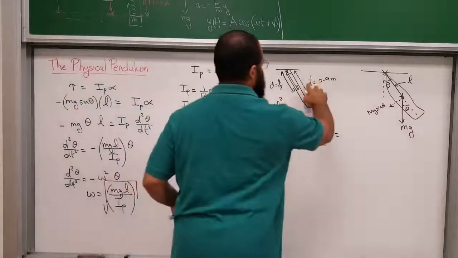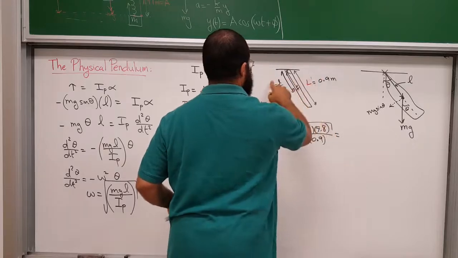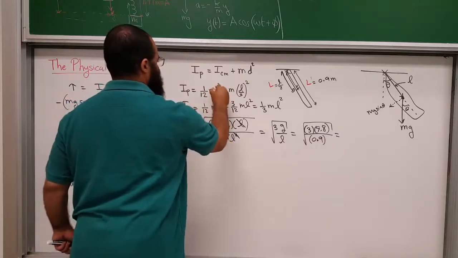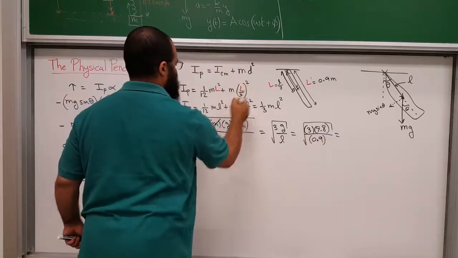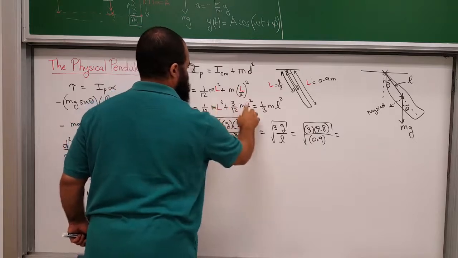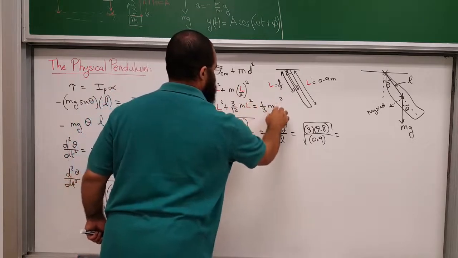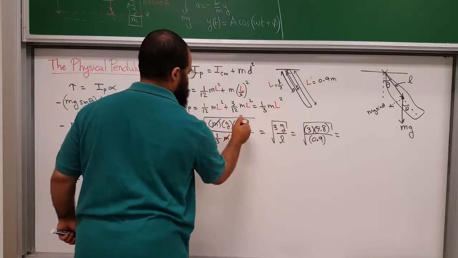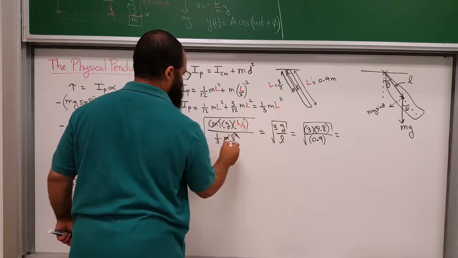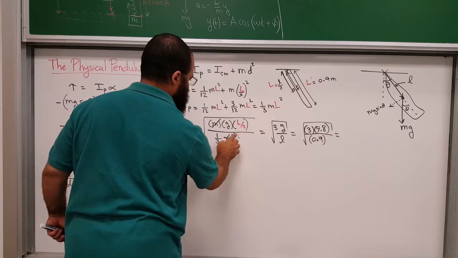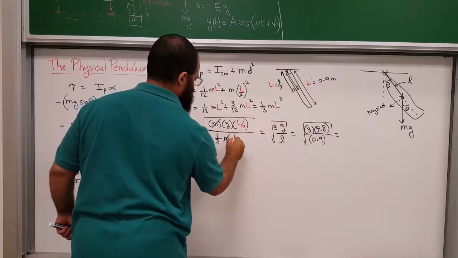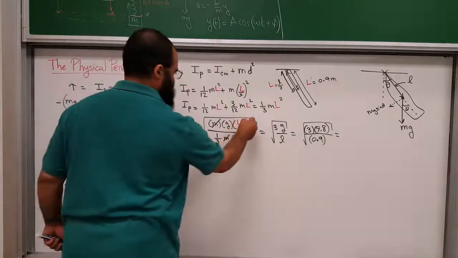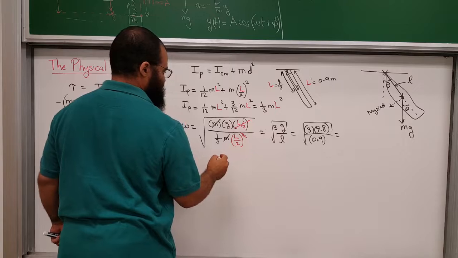I should have called this one capital L, the whole length. This should say capital L. Let me just correct it. Capital L, capital L, capital L. And this should say capital L over 2. And this one should say capital L over 2 squared. And so you have this and this cancels.